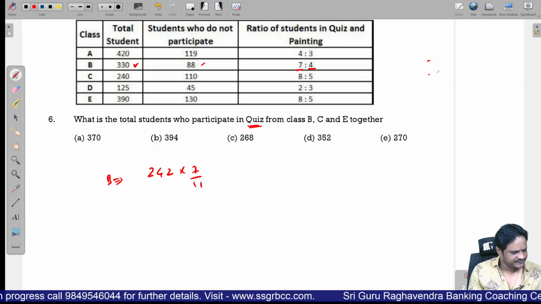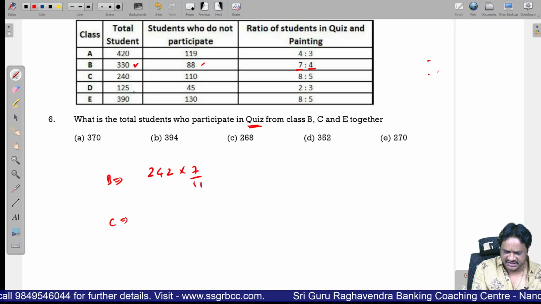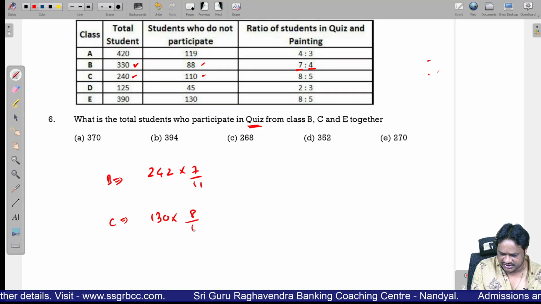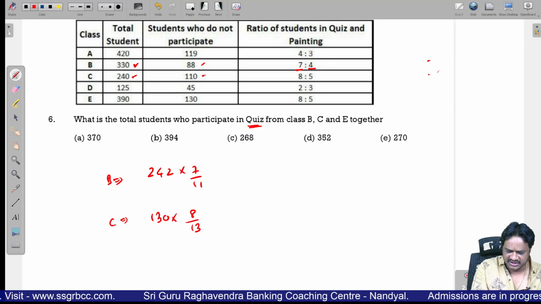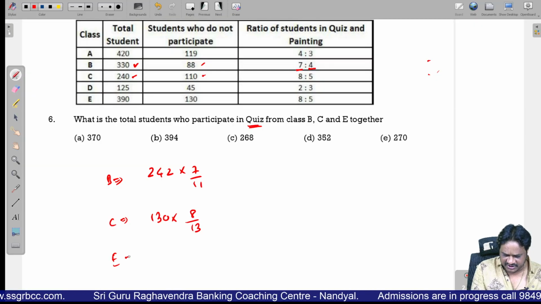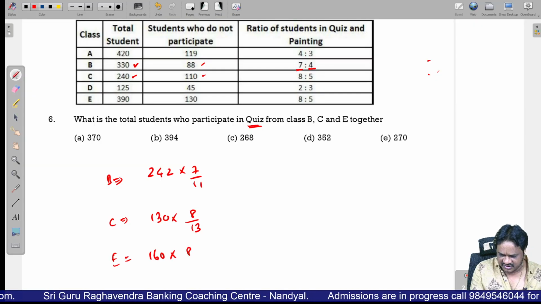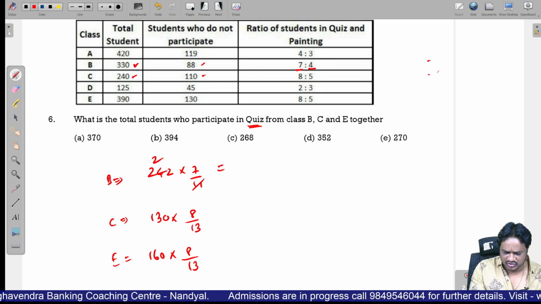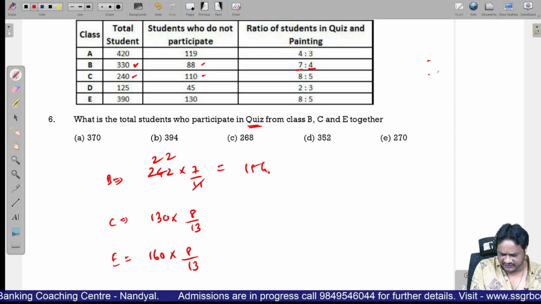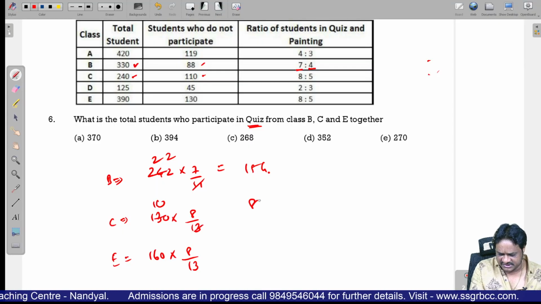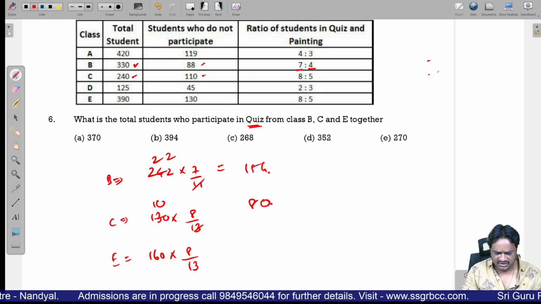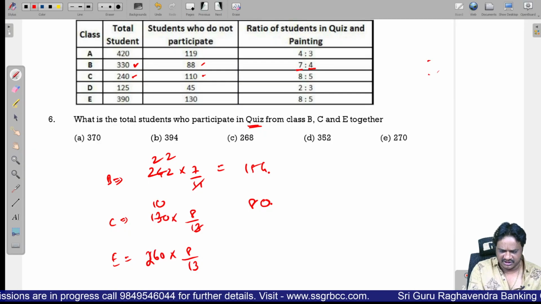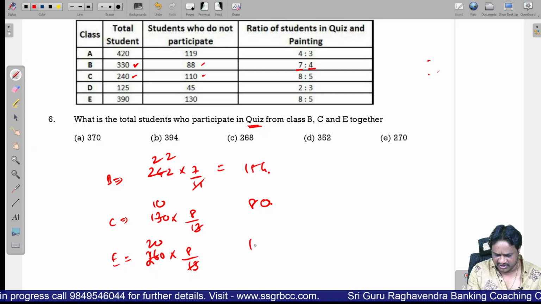That is B. Similarly, you have to calculate C. Out of 240, 110 are not participating. So 130. In this we want quiz, 8 by 13. Then we have to take E. Out of 390, 130 are not participating. So 260 are participating in this, quiz 8 by 13. Let us do the calculation. 11 twos, 22, 11 twos, it is 154. 13 ones, 13 tens, it is 80. Now the next one, this is 260, not 160. 390 minus 130, 260. 20 into 8, 160.